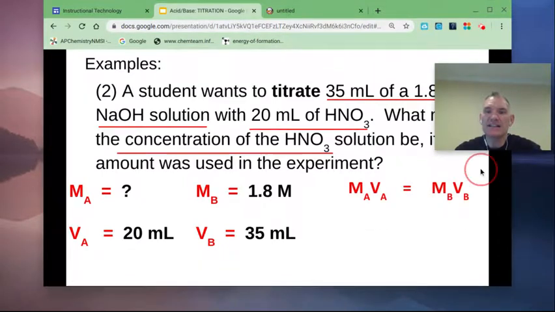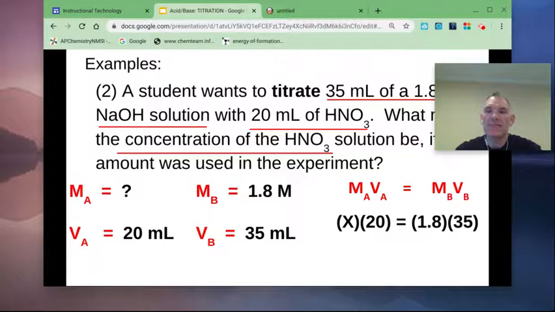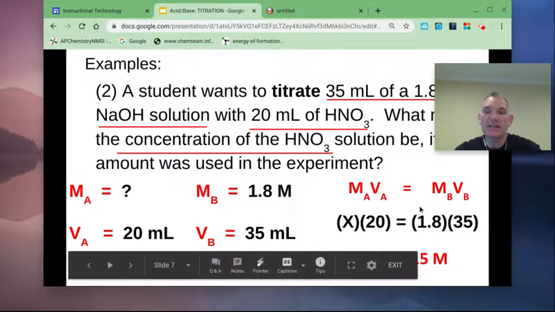Knowing it's a titration problem, I can pull up my titration formula and place my numbers into the correct spots. This time I'm looking for MA, and now I am on mathematical cruise control. I am solving for X, and I'm going to get 3.15. Again, not difficult to do, but where mistakes usually occur in these problems is students put the numbers in the wrong spots. So you've got to make sure you're careful.